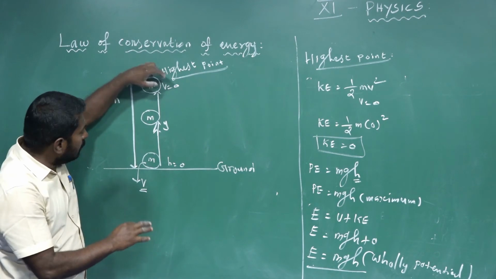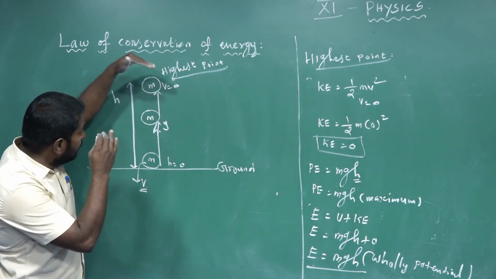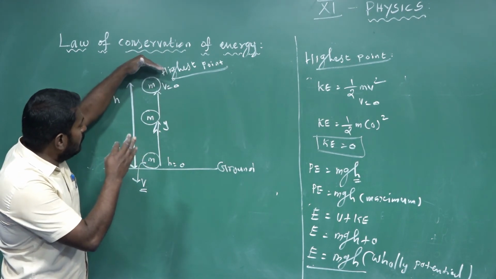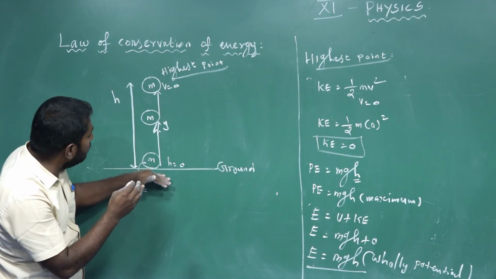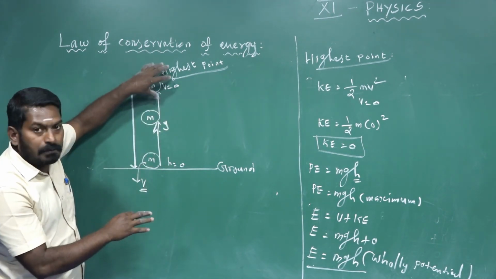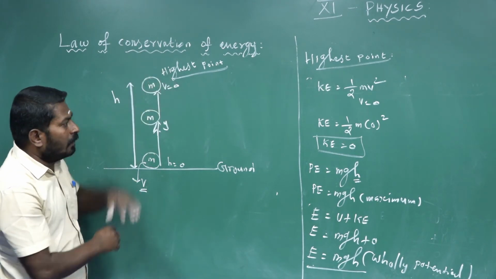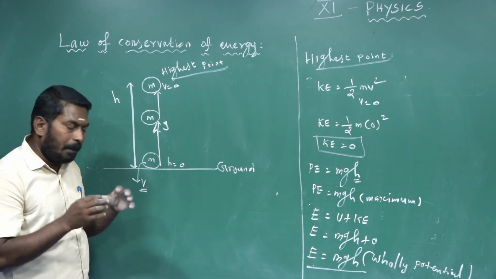At the highest point, the total energy possessed by a body is wholly potential. Now, if the same body is thrown vertically upward, the total energy of the system will not change. It is the law of conservation of energy. So, dear students, keep it in your mind.